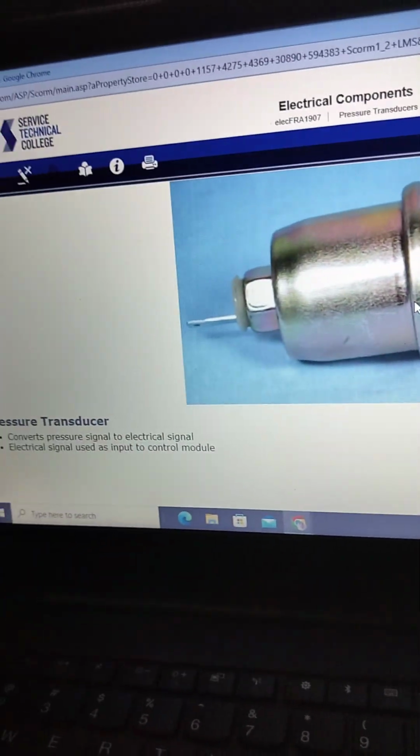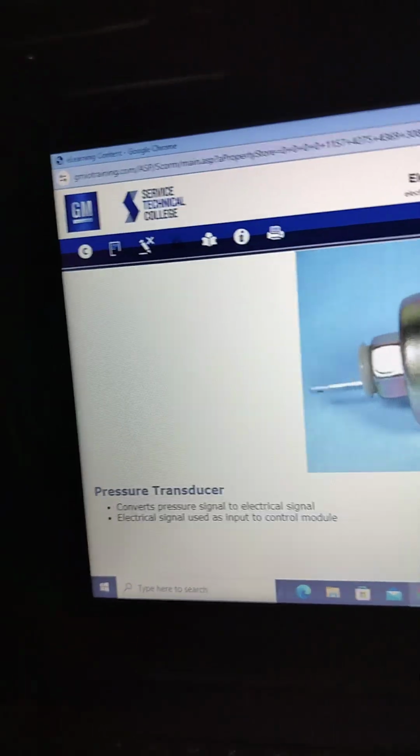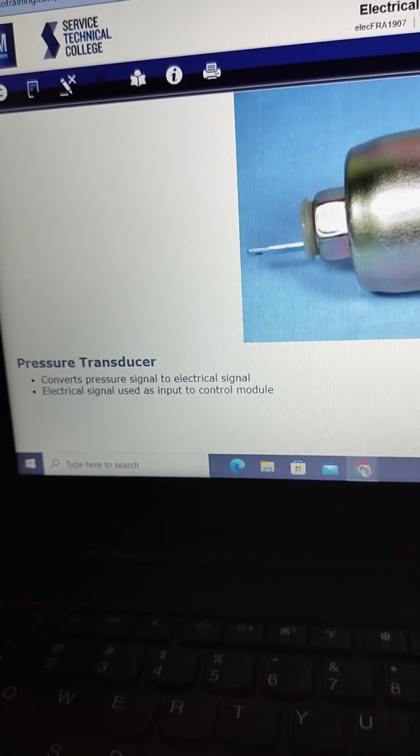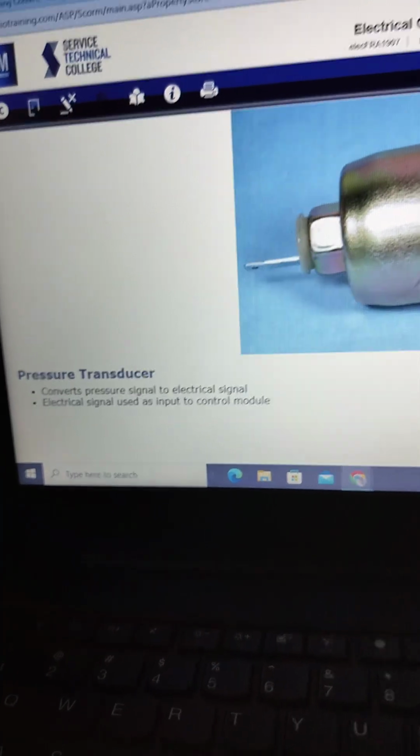A pressure transducer is a device that converts a pressure signal into an electrical signal. The electrical signal is then used as an input to a control module.